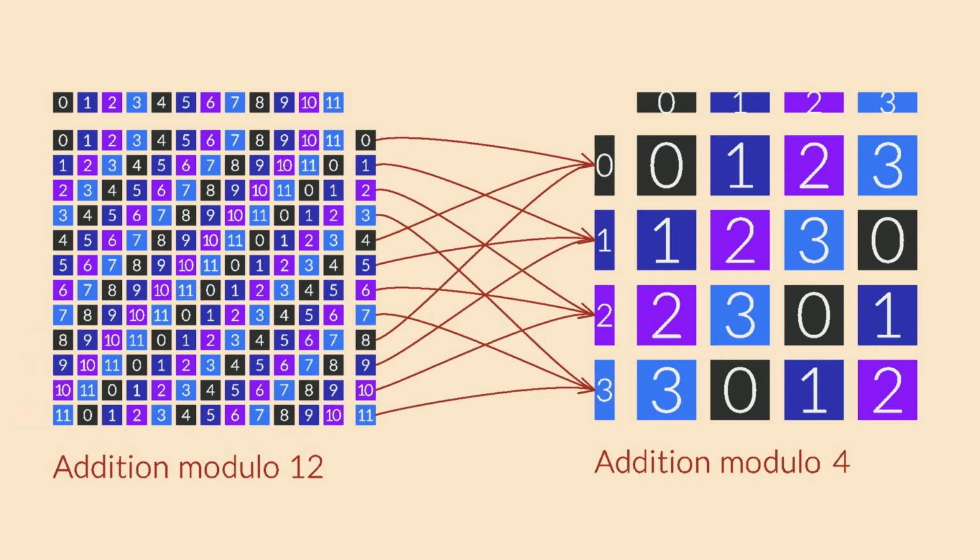What we have here is a function that maps from one group, addition modulo 12, to another group, addition modulo 4. And due to the strict block structure, this mapping actually satisfies the definition of a homomorphism. Here, let's do a specific example.